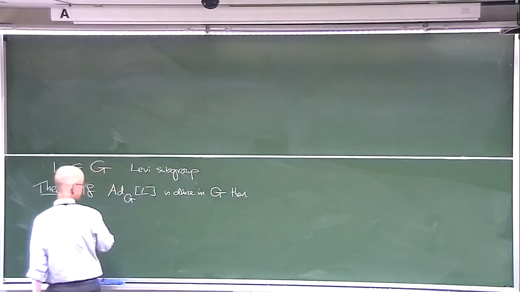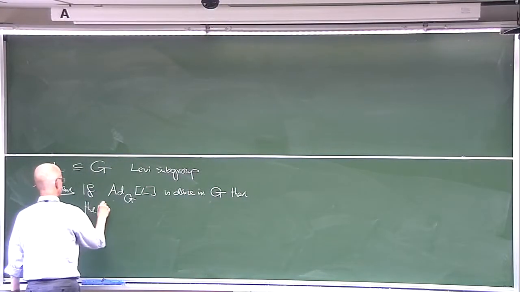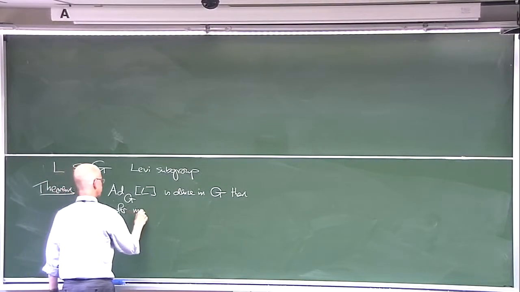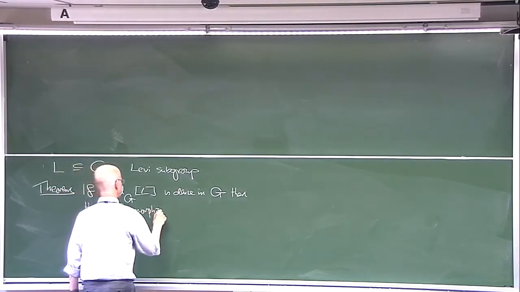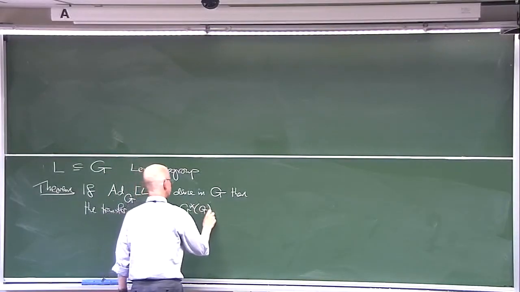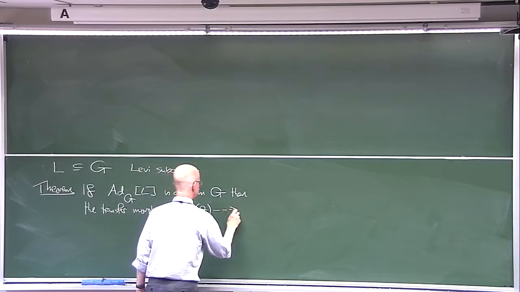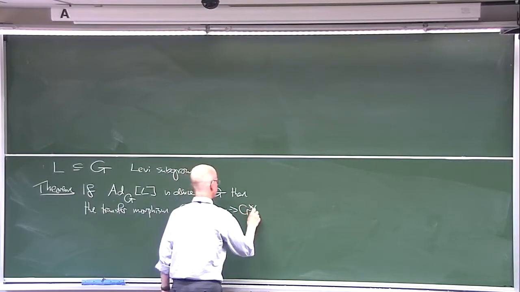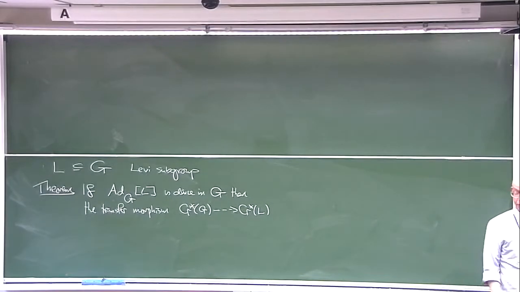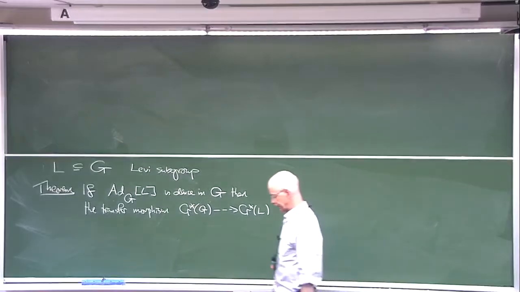If this is the case, and we'll discuss in a moment some examples, then indeed this transfer map, the transfer homomorphism, let's call it the transfer morphism. Let's write it in this fancy way, using a fancy arrow. It's some sort of generalized star homomorphism from the C-star algebra of G, the convolution algebra of G, to the convolution algebra of L.